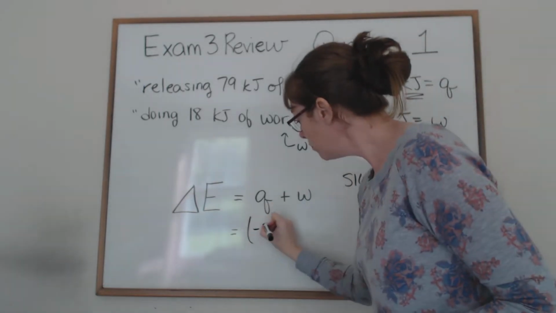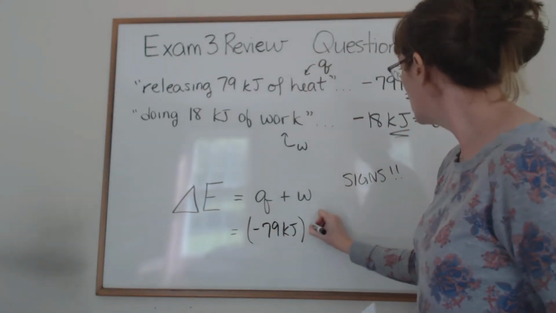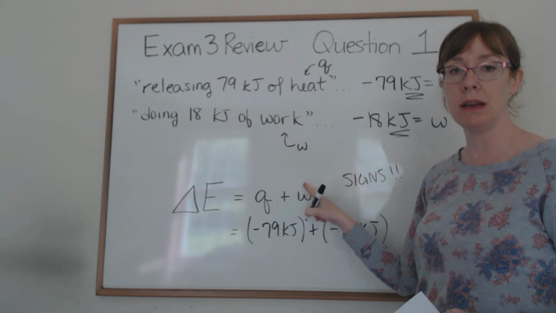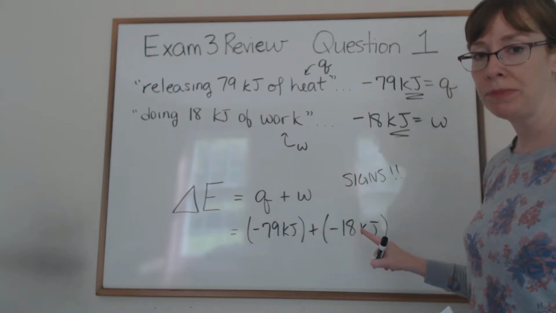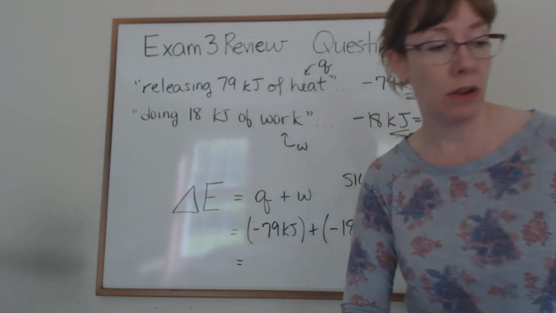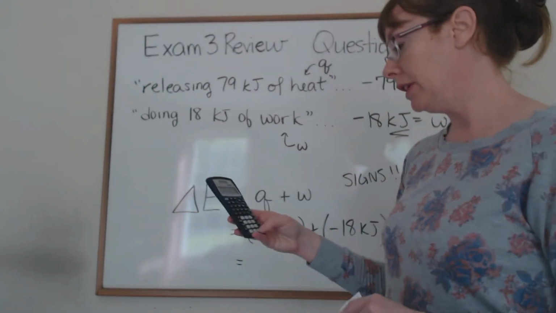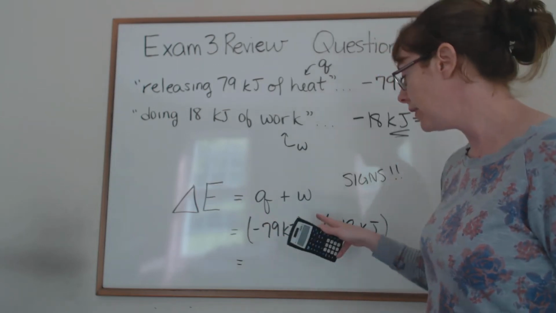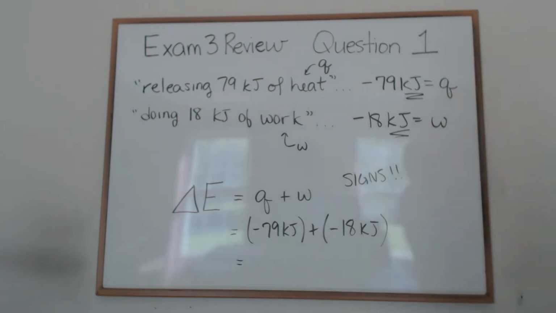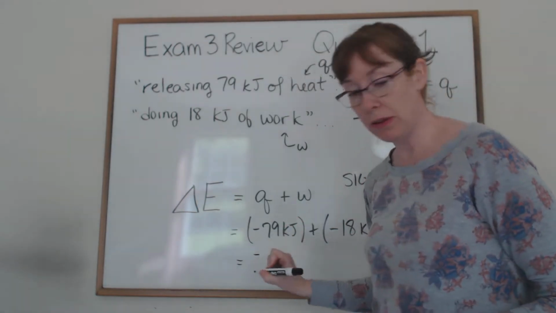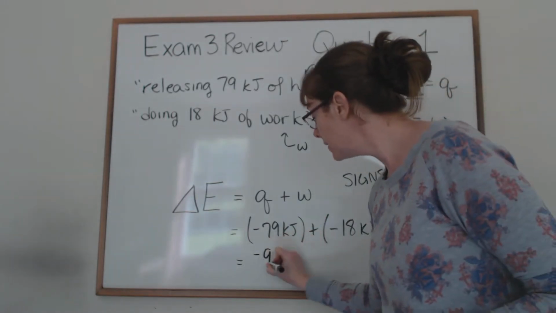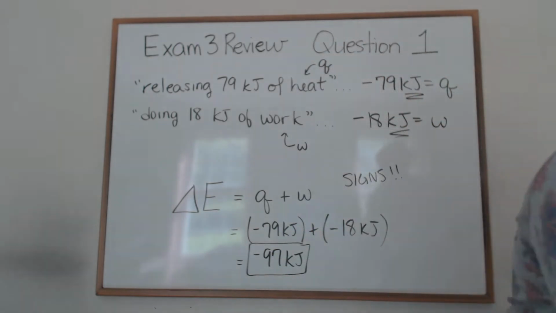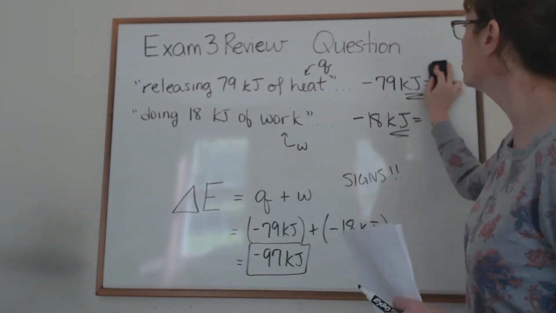So q, negative 79 kilojoules plus negative 18 kilojoules. See, I just always keep it as q plus w, and I literally put in the q for that one and the w for that one. And if you go to your calculator, when I enter this, I would literally just do negative 79 plus a negative 18. I know that this becomes a minus, but why not use the calculator? So then it becomes negative 97 kilojoules, which would be the right answer. All right, and that's how you do number 1. So now let's go on to question number 2.